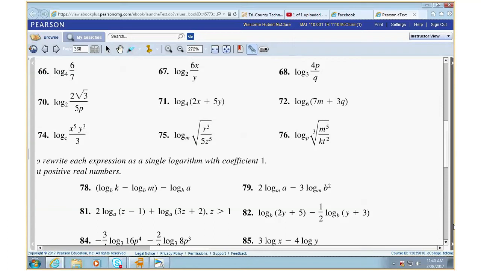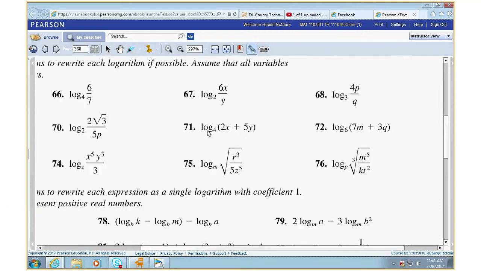Can you still not see it? Let me blow it up some more. How's that? Is that better? 67 and 68.